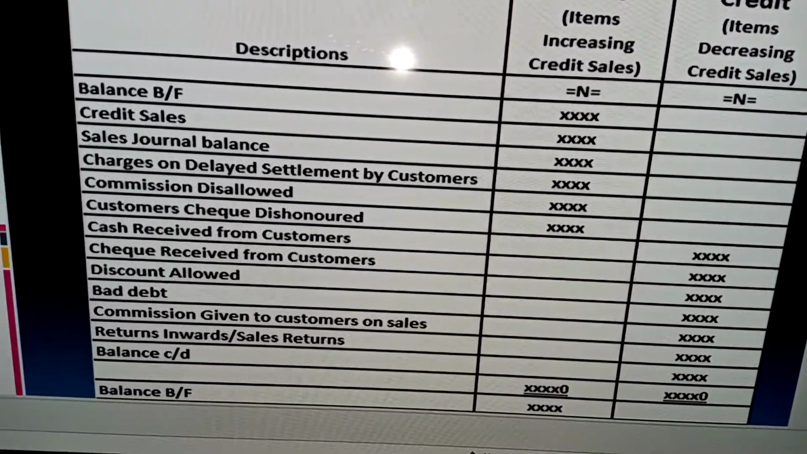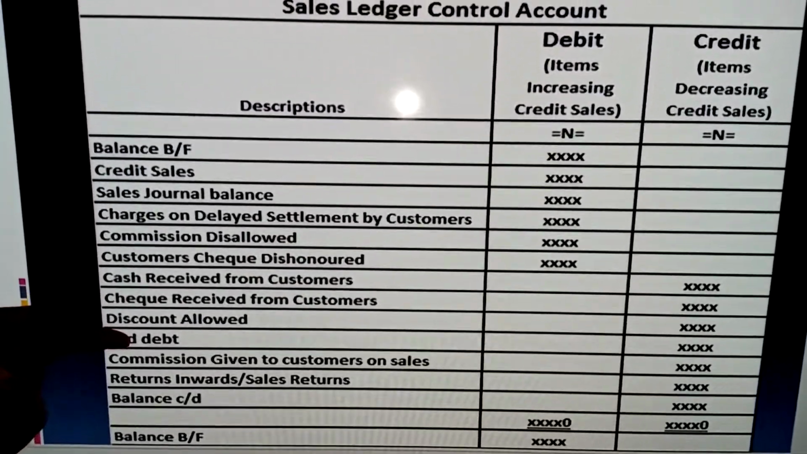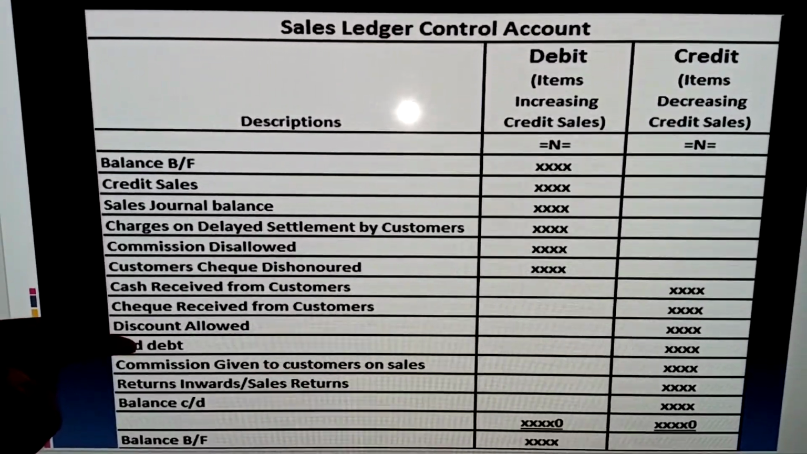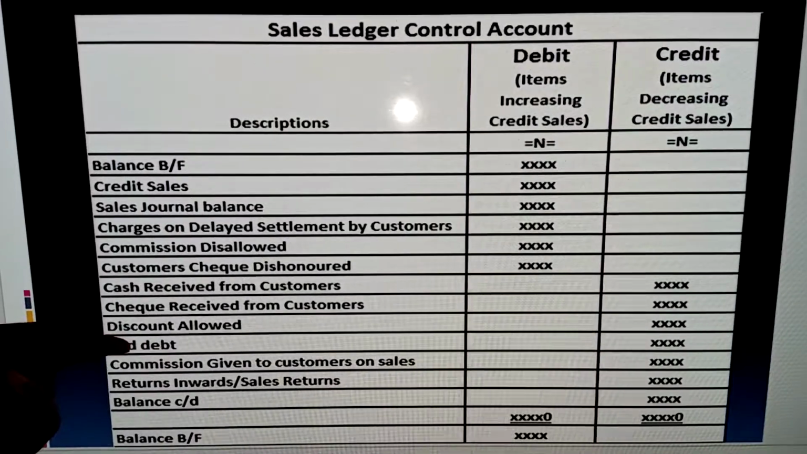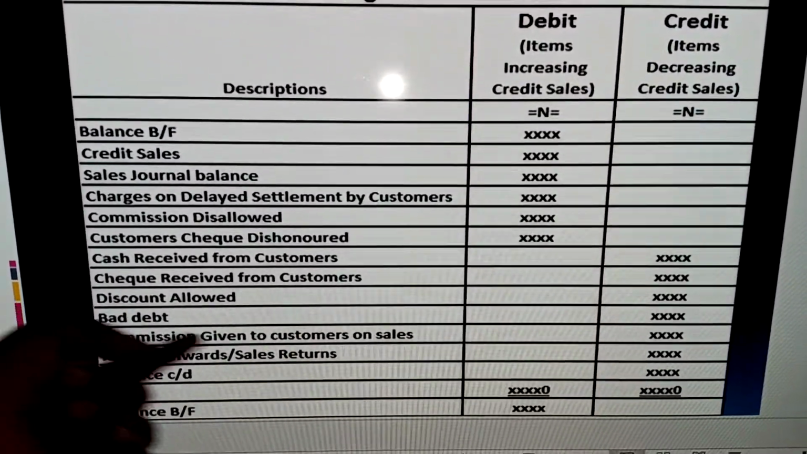You credit. Bad debt. Bad debt is what? Debt that cannot be recovered. The customer is owing you, say, 100,000, and then for some reason the money can no longer be recovered. So if you're writing it off, it means that what? It will reduce what the customer is what?